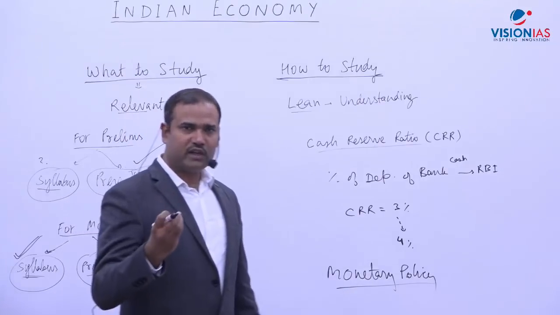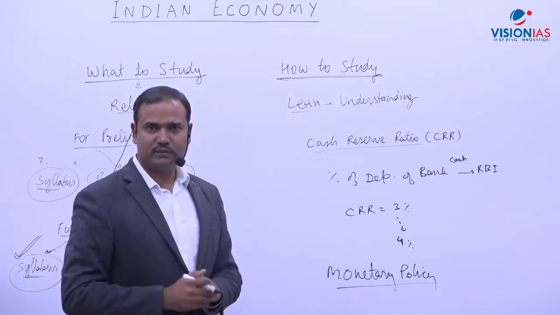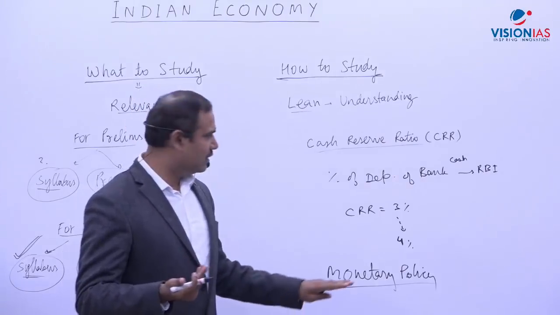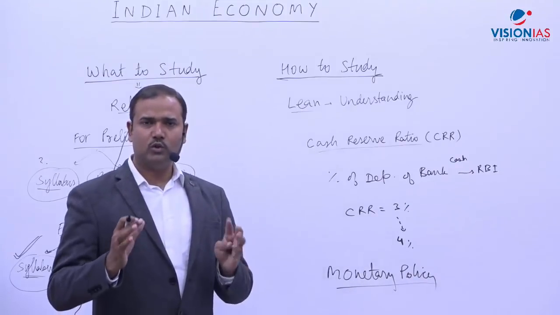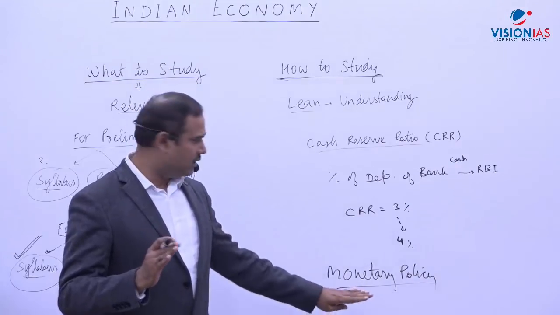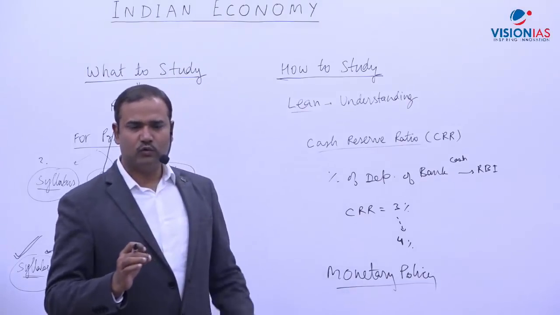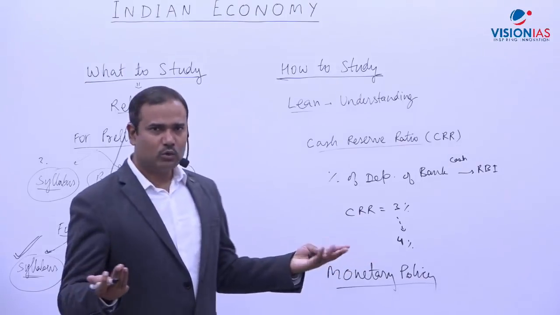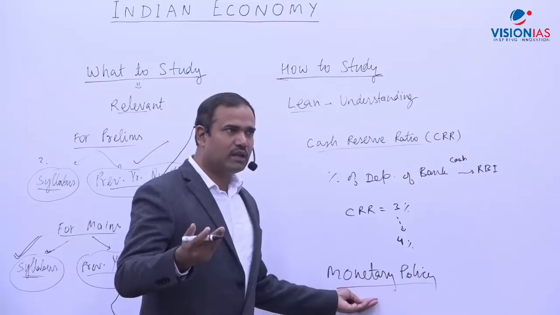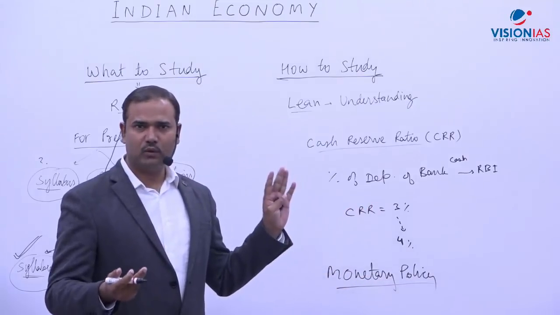So you must be having an idea, monetary policy is drafted by which institution in India? So obviously RBI, the Reserve Bank of India, the Central Bank of India. So monetary policy is drafted by the Central Bank. Okay, and what is the focus of monetary policy? So the focus is to regulate money supply. So very simple. It is the policy through which the Central Bank, that is in India, that is RBI, regulates money supply in the economy. Okay, so got the point.